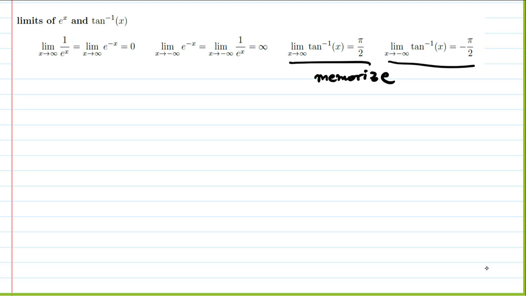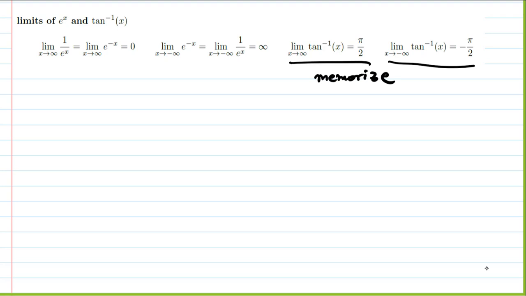So the limit as x goes to positive infinity of the inverse tangent function is pi over 2. And the limit as x goes to negative infinity of the inverse tangent function is negative pi over 2. What might help you remember that is those are the same things as the vertical asymptotes of the tangent function, right? But when you do inverses, you reflect them over the line y equals x. So the vertical asymptotes become horizontal asymptotes, and that's why they're the limits of the corresponding function via reflection.